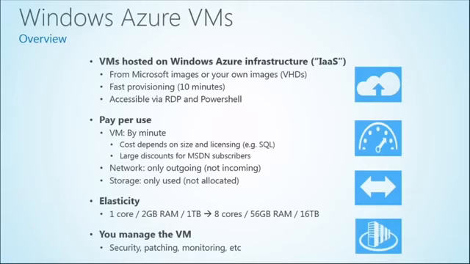Elasticity, a very powerful concept. It's very easy to go and change the size of your virtual machine. You can do this through the portal, for example, and it takes a couple of minutes, and you can go from, again, a very small virtual machine to a very large virtual machine, right? So from 1 core and 2 gigabytes of RAM to 8 cores and 56 gigabytes of RAM. We're always introducing new sizes, so as time progresses, you'll see more RAM and more cores available.